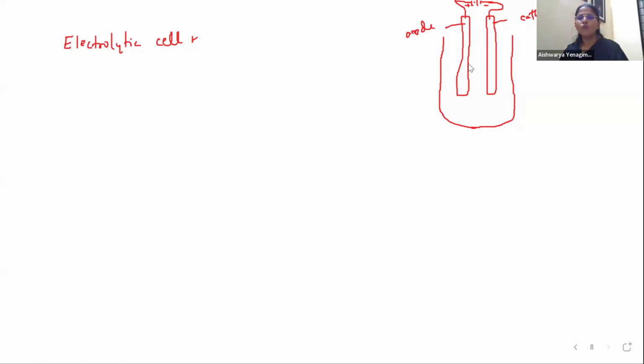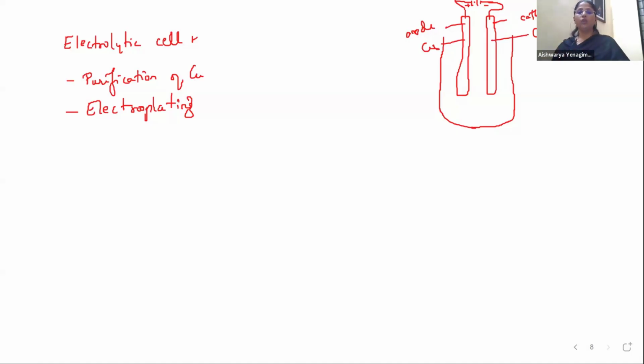So let us understand this electrolysis process. We have two applications of electrolysis. One is purification of copper, and the second application is electroplating. Let me consider the purification of copper to understand the process of electrolysis. Let me say both electrodes I have taken are copper electrodes. Now what solution have I taken? The electrolyte I choose should contain this ion, so I'll take copper sulfate solution.